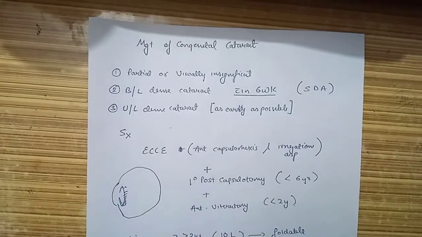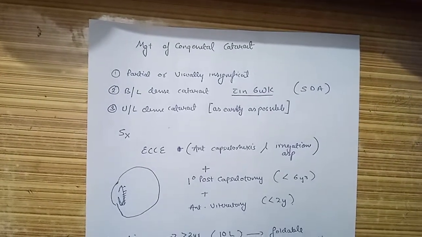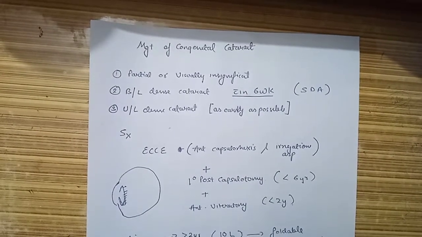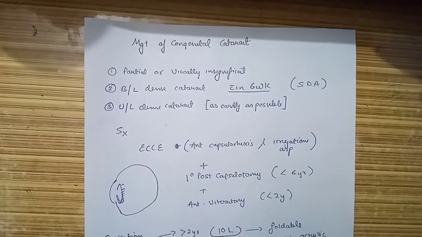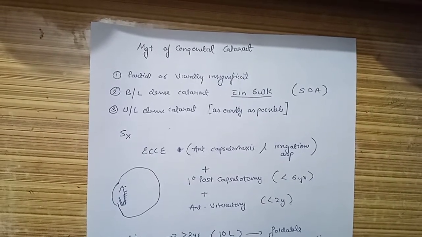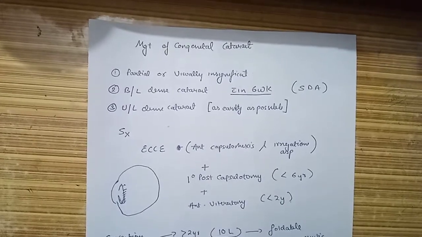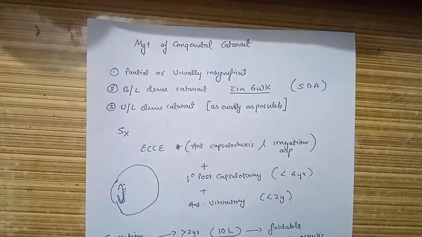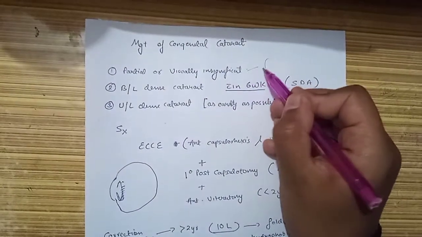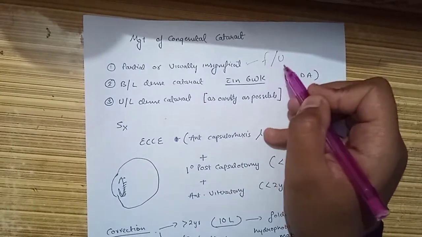Hello everyone. So today's video is regarding the management of congenital cataract. Now based on the presentation, we move on further with our interventions. So if the cataract is a partial one or a small central cataract which is visually insignificant, we ignore it and we continue the follow-ups. Okay. So we observe the patient.